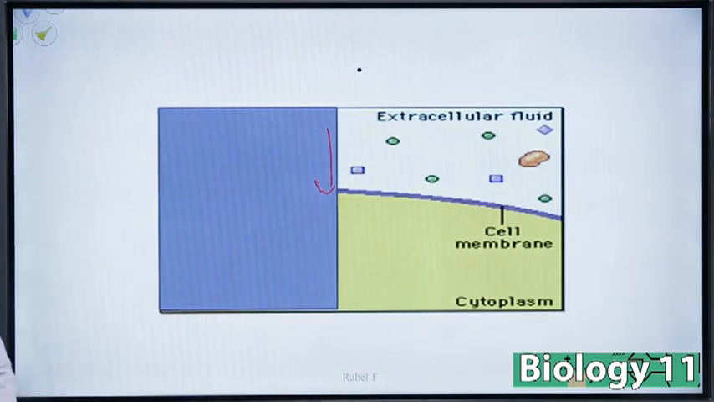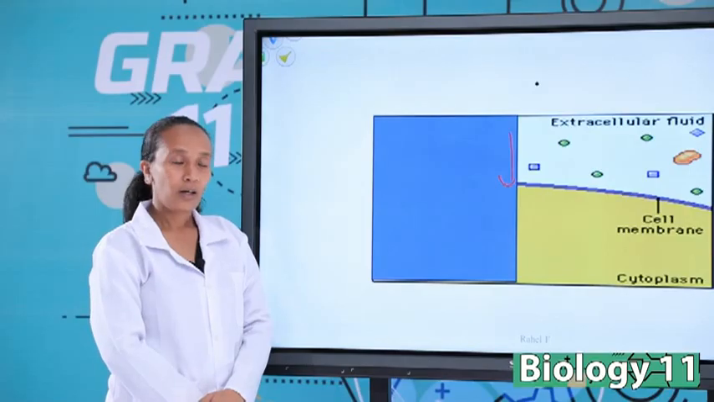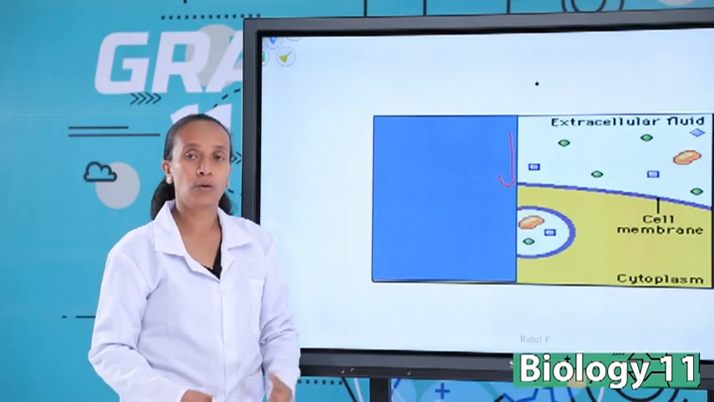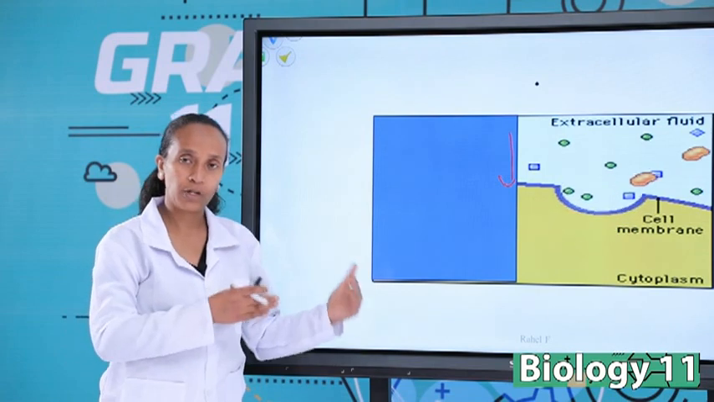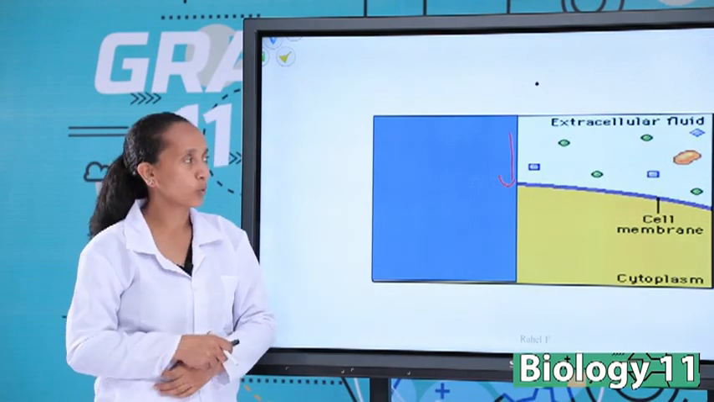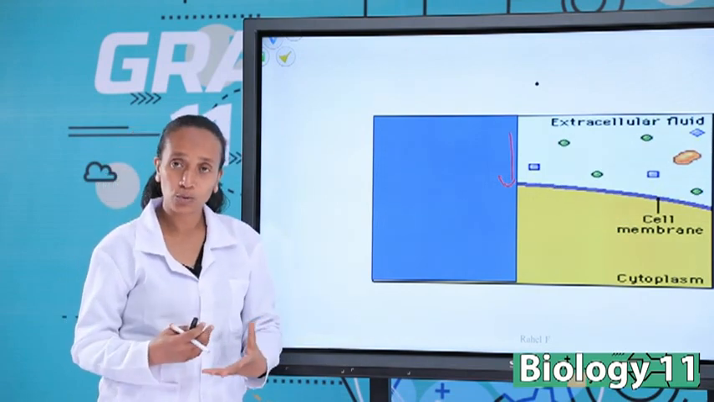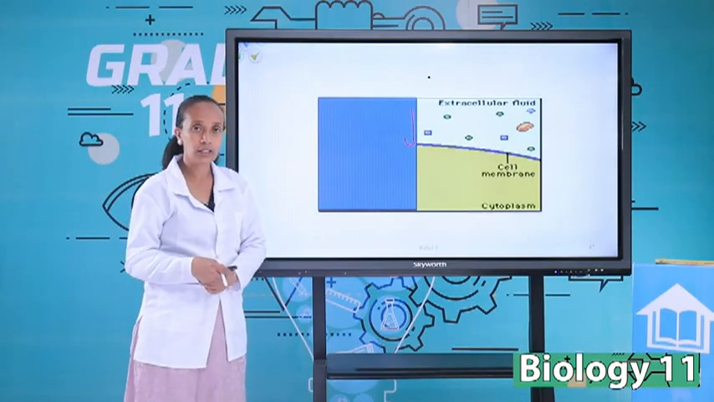This is how exocytosis occurs, and we have seen a lot on transport in cells as passive process and active process. You have to read your textbook in more detail to understand.